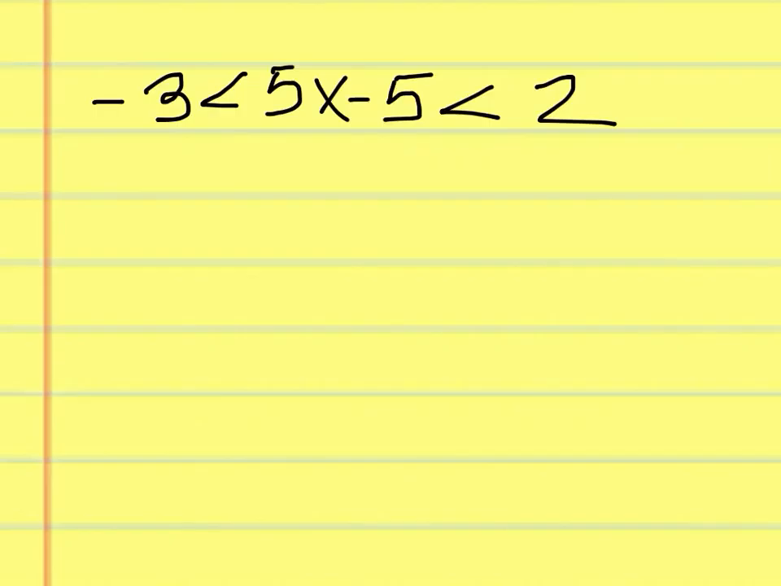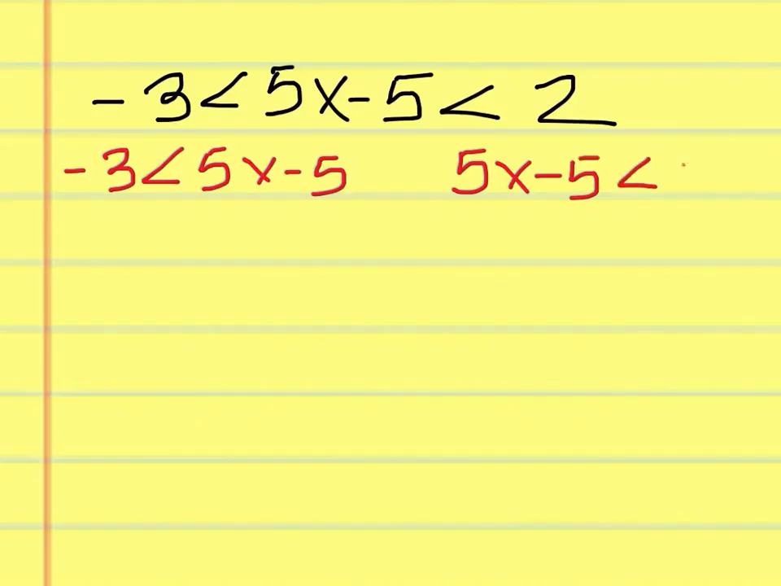This compound inequality is negative 3 less than 5x minus 5 less than 2. To solve the compound inequality, you need to set up two different ones, such as negative 3 less than 5x minus 5, as well as 5x minus 5 less than 2. You are using the first two parts here to create an inequality, and then the second two parts to create an inequality. From there, you have to solve it.